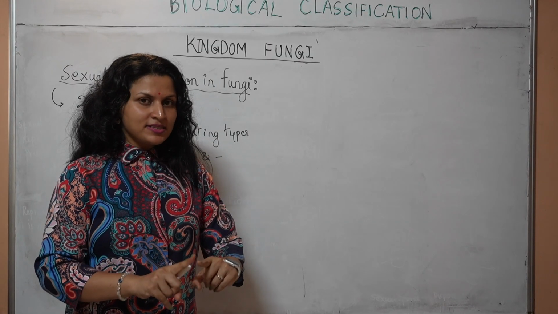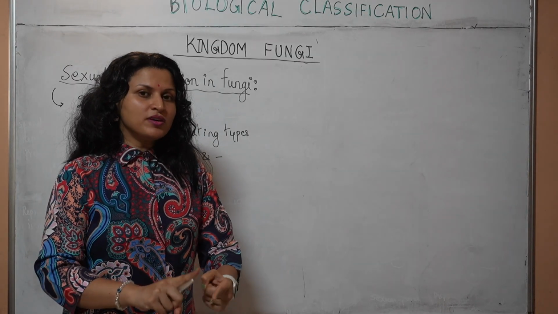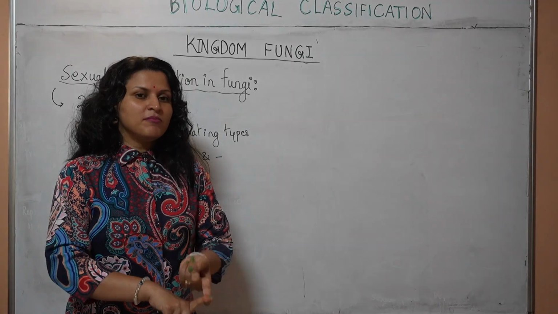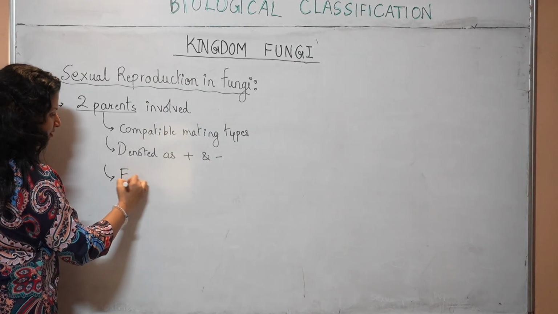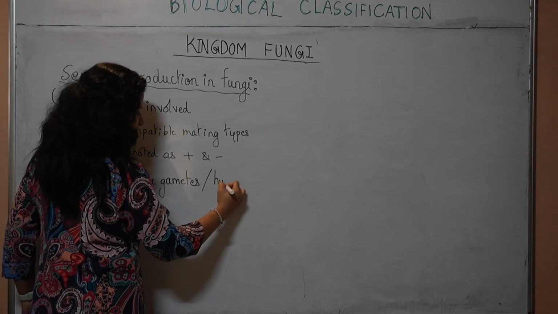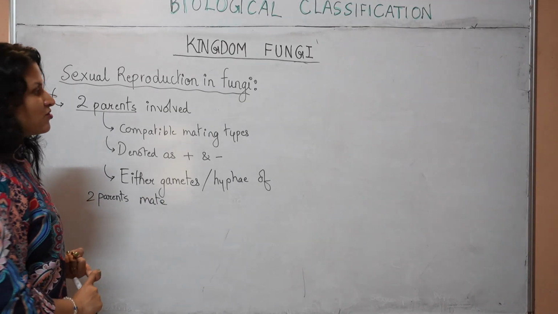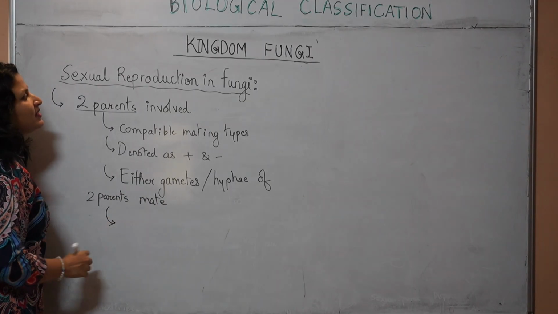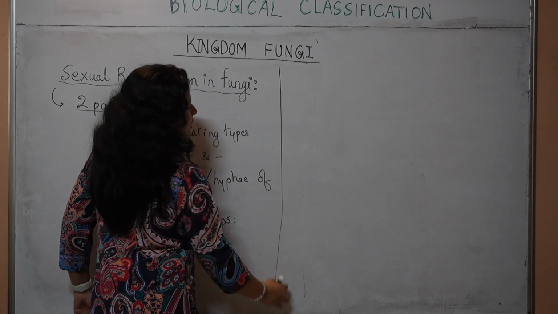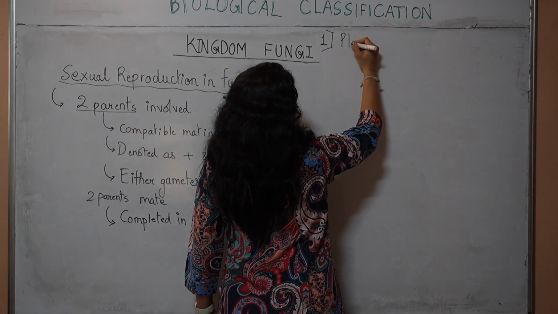Either the gametes or hyphae of the two compatible fungi will mate with each other. Either gametes or hyphae of two parents mate. Mate means bring about sexual reproduction. It is completed in 3 steps, and the 3 steps are: number 1, plasmogamy.